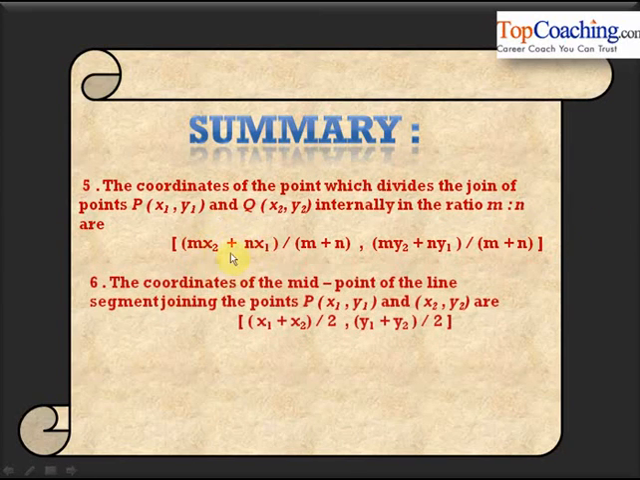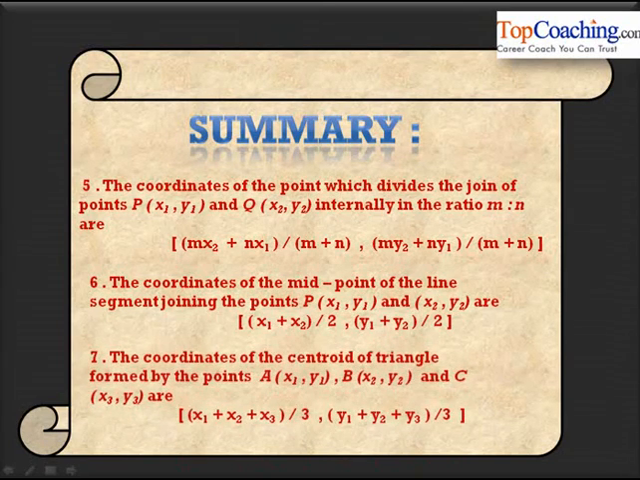So based on this internal division formula, the coordinates of the midpoint of the line joining 2 points (x1, y1) and (x2, y2) is given by ((x1 plus x2) by 2, (y1 plus y2) by 2). This is because your m is equal to n equal to 1. So when we put m equal to 1 and n equal to 1, we get the coordinates of the midpoint as ((x1 plus x2) by 2, (y1 plus y2) by 2).